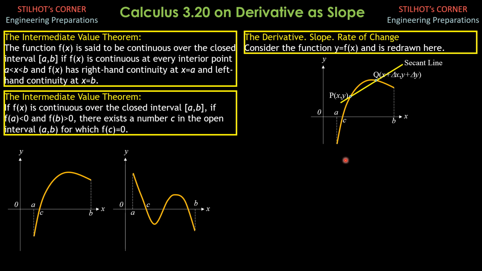So therefore, the slope of the secant line is simply rise over run. So vertical as to horizontal. Y plus delta y minus y is delta y, and x plus delta x minus x is delta x. So this vertical side of the right triangle is delta y, and the horizontal is delta x. The slope of the secant line, therefore, is simply delta y over delta x.